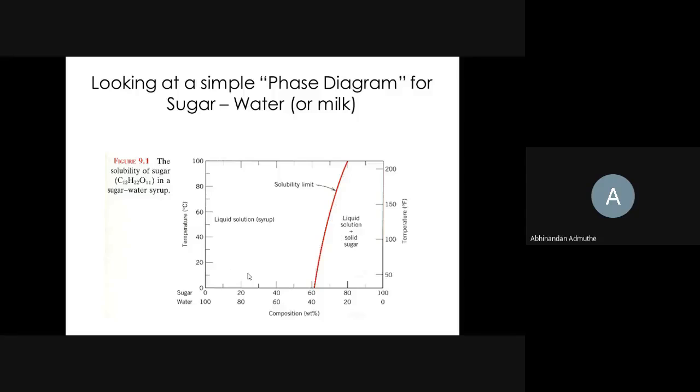Because to the left of the solubility limit line we have only one phase, that is liquid solution, and to the right of the solubility limit line we have two phases, liquid plus solid. So that's why this line is a limit line between single phase and two phases. And the nature of the solubility limit line is such that as the temperature increases, the solubility limit also increases.